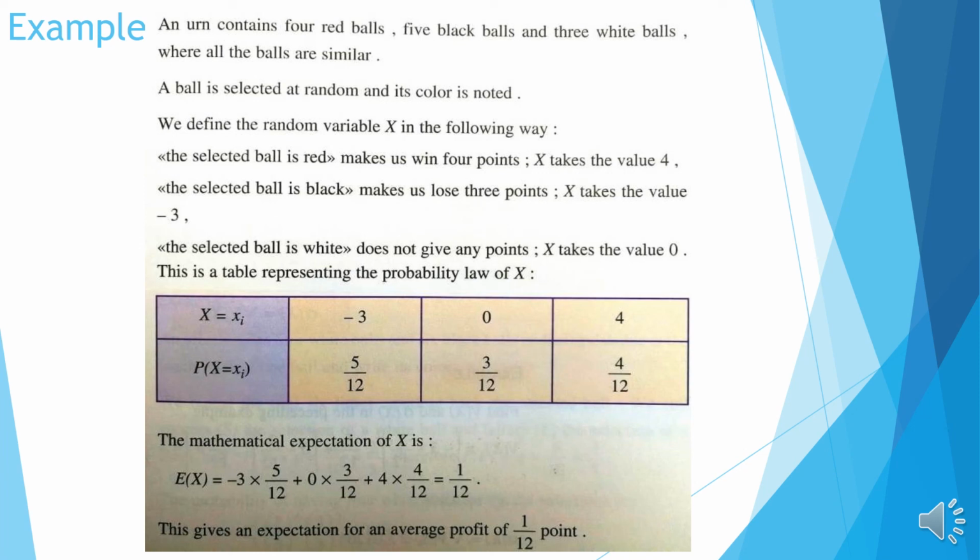The mathematical expectation of x, the expected value, is what? Is x1 times its probability, يعني minus 3 times 5 over 12, 0 times 3 over 12, 4 times 4 over 12. It becomes 1 over 12. This gives an expectation for an average profit of, يعني هو قد بيسألني what is the average profit point. بس لكم what is the average profit point يعني بيكون طالب منكم هون ال expected value or the mathematical expectation.